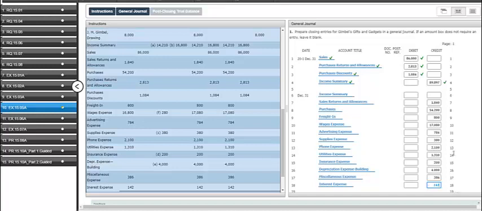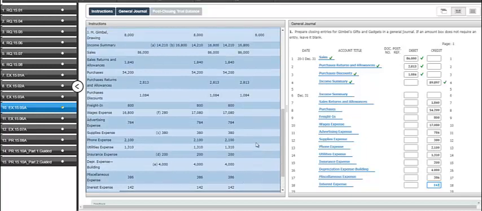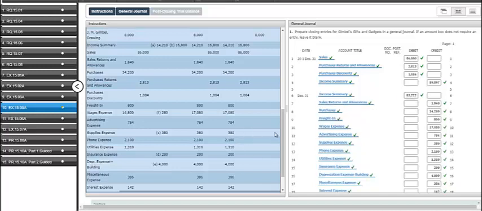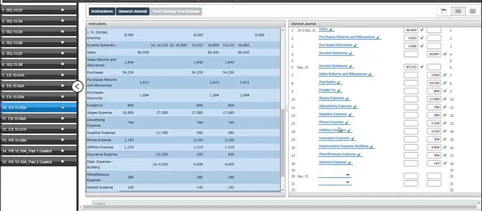Now we need to add up all our credits and place the total in the income summary debit account. So let's see. That should be about $83,222. Okay. All right, so now our debits and credits are closed out.